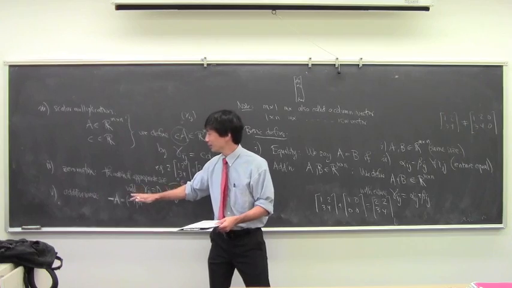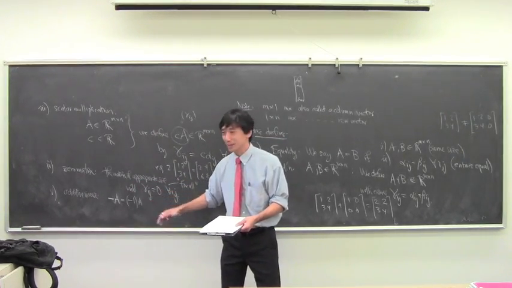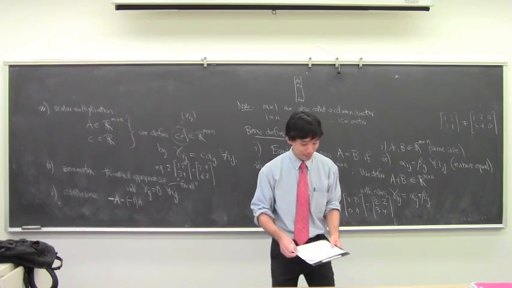The additive inverse is that which you add to A to get 0. And in this case, it turns out to be what you think it is.